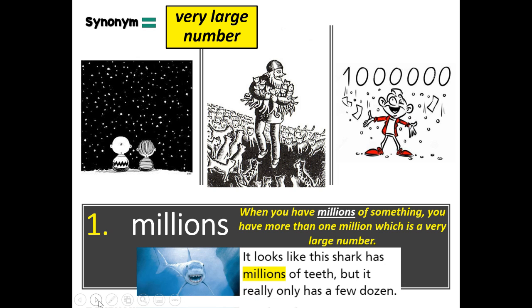It looks like this shark has millions of teeth, but it really only has a few dozen. Millions. Think about it. Have you ever thought about the millions of stars in the sky? There are millions of stars in the sky. So make sure you've written millions. You can also push pause and write a very large number in the second column, and then draw a quick picture or sketch in the third column. And when you're ready to rejoin me, push play.